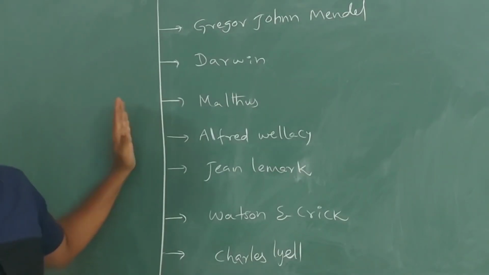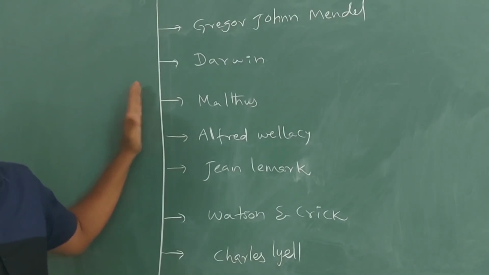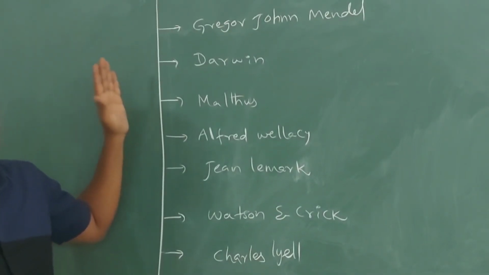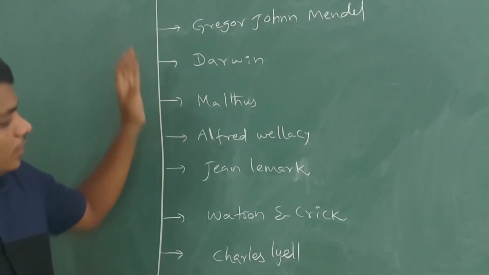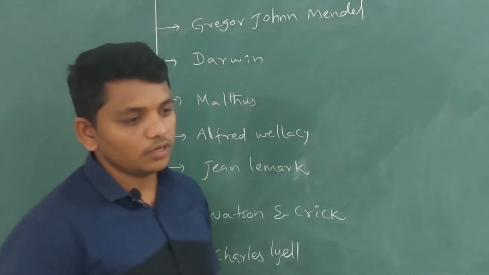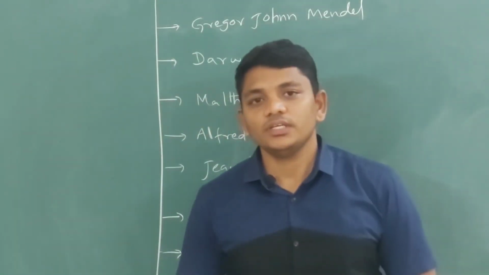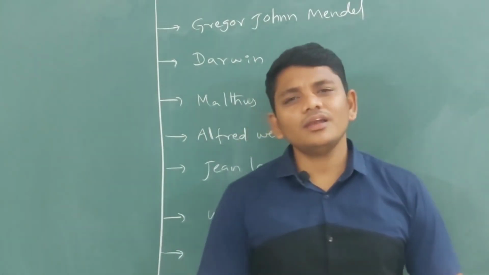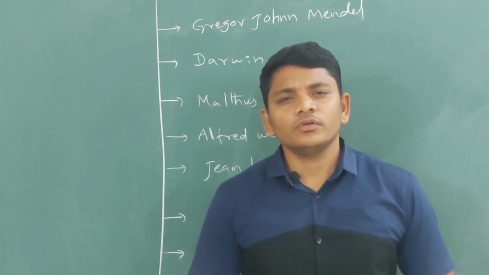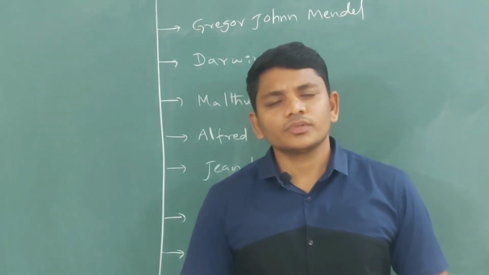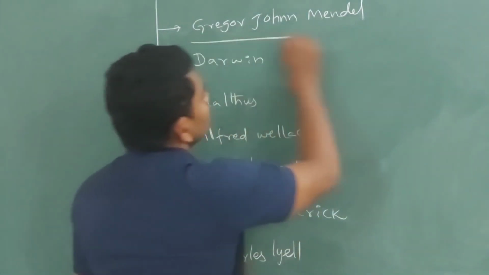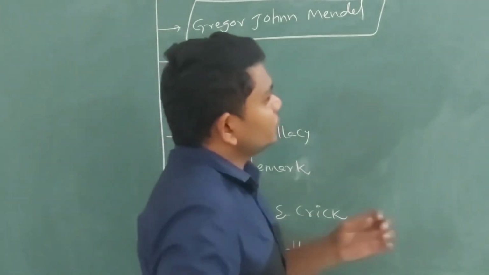Everyone worked on how variations occurred, how changes occurred, how evolution occurred. So to know about evolution, all these scientists worked. Let us discuss Gregor John Mendel first. Gregor John Mendel, he was a monk, and he did all his experiments in the monk's garden.